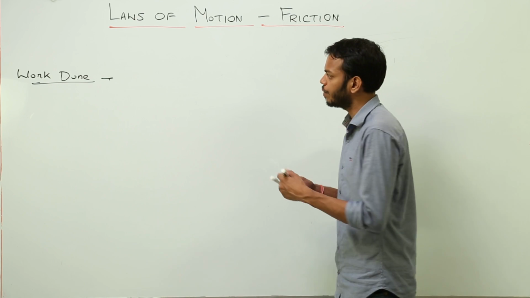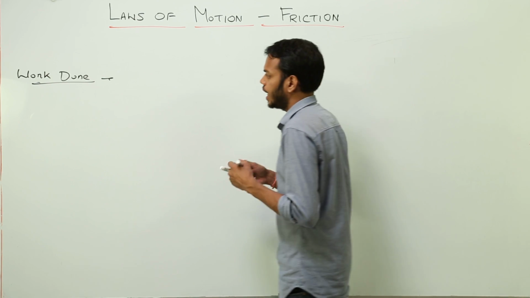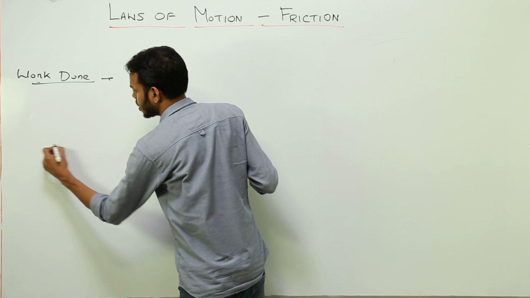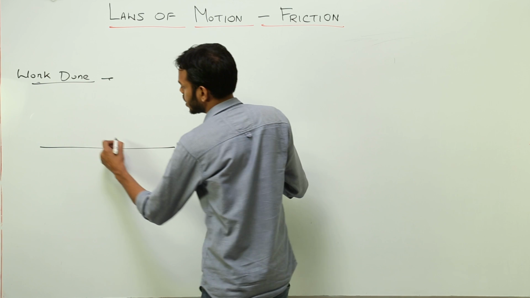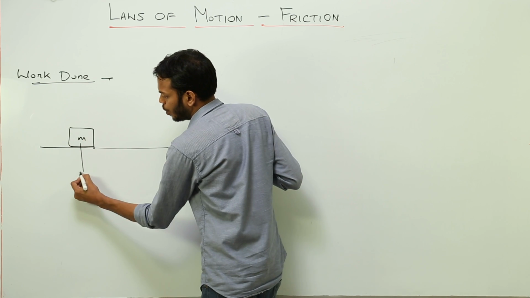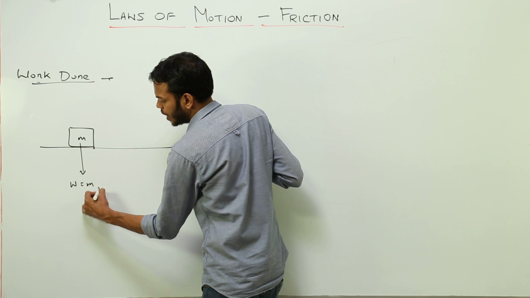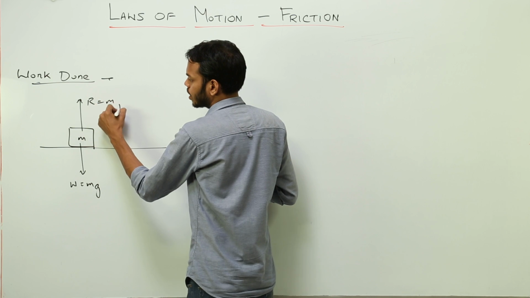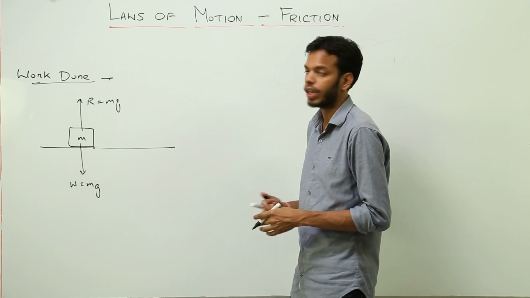Moving on to the next topic, which is work done against friction. We'll initiate it with a very simple example of a body moving on a horizontal surface, where we have a body of mass m. The weight of the body will be vertically downwards, equal to mg, and the normal reaction would be exactly equal to mg in this case, because it is moving in a horizontal direction.